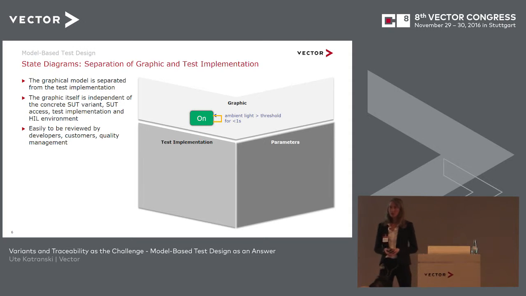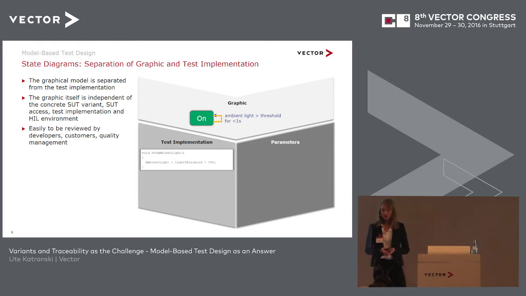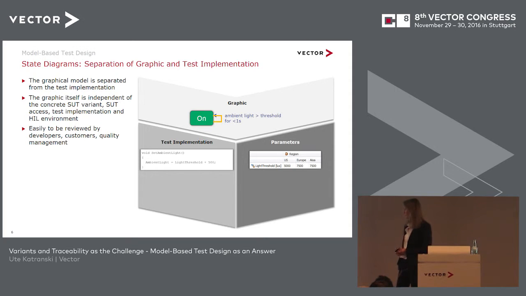Now, test implementation and parameters. For this transition, for example, the ambient light is to be stimulated or simulated. So I can add a function which provides ambient light at the threshold value plus 500. But the threshold value was variant dependent, it could be different in Europe than in Asia. So I could then use an extra parameter file. For whichever variant I use the test, I either use 5,000 lux or 7,500 lux.